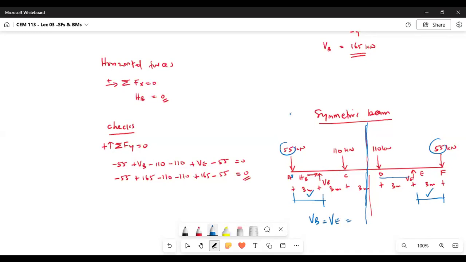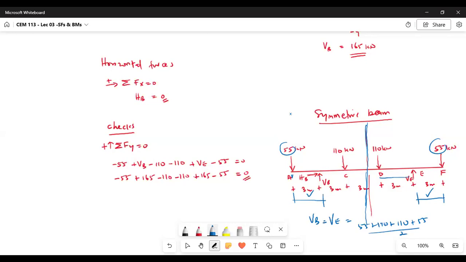Then it's equal to, just sum all the loads. So I have 55 plus 110 plus 110 plus 55. When you finish, divide it by 2 and you get that answer. So once it's symmetrical, it tells you the reactions are the same. So even without any rigorous calculation, you should be able to know the answer for this particular problem.